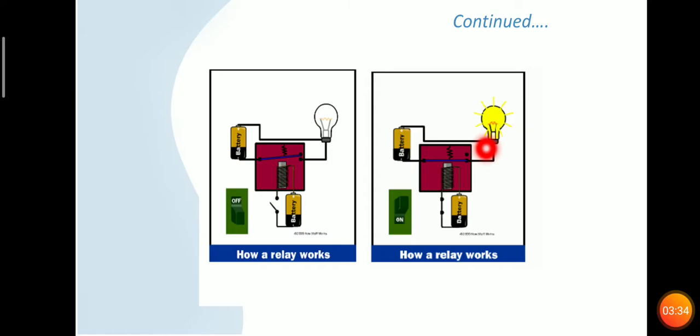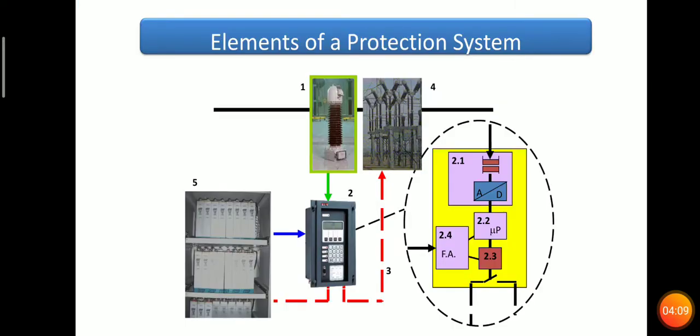It can be understood by using this circuit. When the switch is off, there is no connection to the bulb and the bulb is off. When the switch is on, this connection is closed and the battery supplies this electromagnet, and this electromagnet attracts the plunger and closes the circuit. So there is supply from the battery to the bulb and the lamp glows. This is similar to the working of a relay.